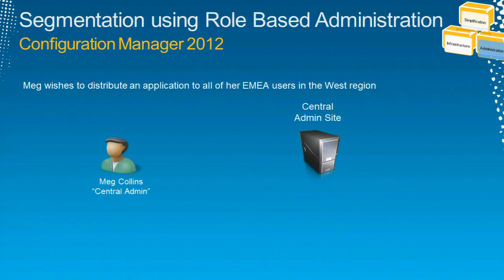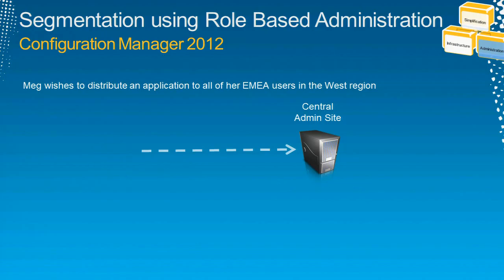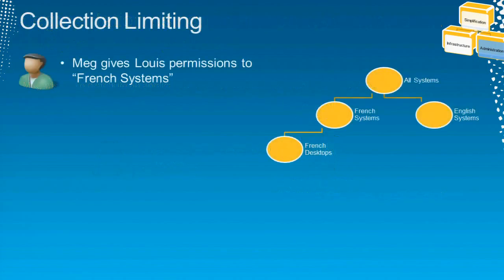In the new world, Meg would go ahead and create from the central administration site her application, create and distribute the application, and then Louis could go ahead and log in and do his work, which is involving the French collections. He wouldn't see the English collections, and he could create a deployment for that application to his clients. And then Anthony could do the same thing on his console for his clients over in England.